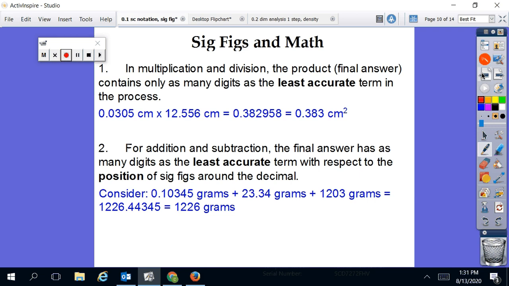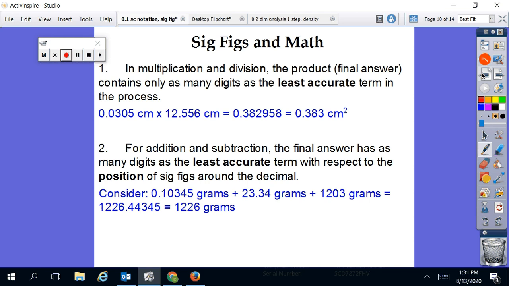Okay, now we're going to talk about how to use significant figures with math. So now we got to take what we know about significant figures and figure out how to do math with them and get the answer in the appropriate significant figures. Okay, multiplication and division is a lot easier than the addition and subtraction. So let's read the rules together and then we'll do some example problems.